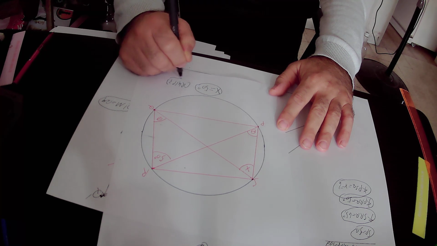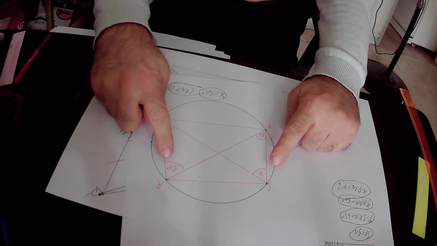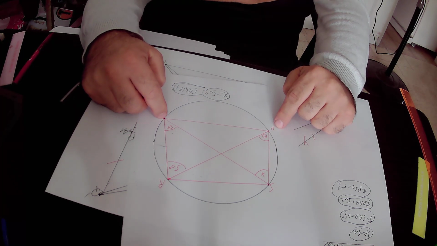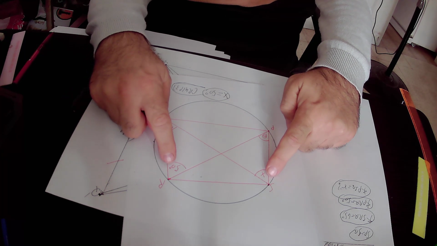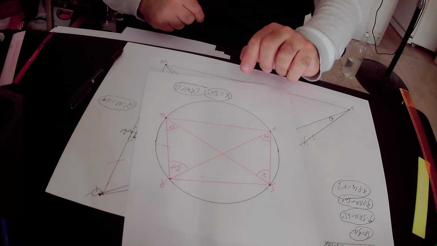I will repeat again. We have those two peripheral angles that subtend on the same chord PQ, therefore they are equal to each other. That is to say, X equals 50 degrees according to rule number 3.